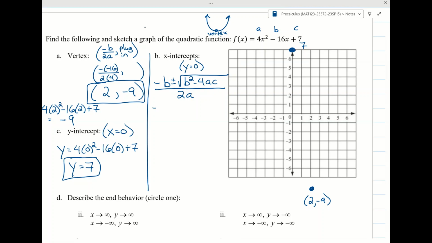We're going to do the opposite of -16 plus or minus the square root of -16 squared minus 4 times a times c, all divided by 2a. I'm going to type that into my calculator, and it is the square root of 144. Square root of 144 is 12.